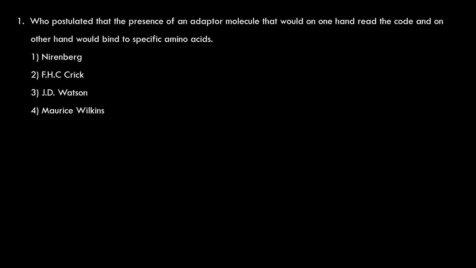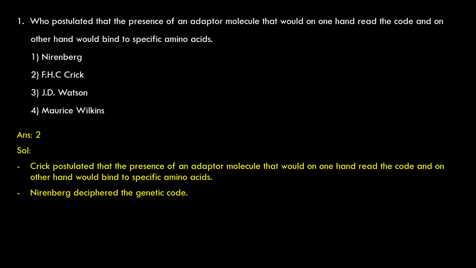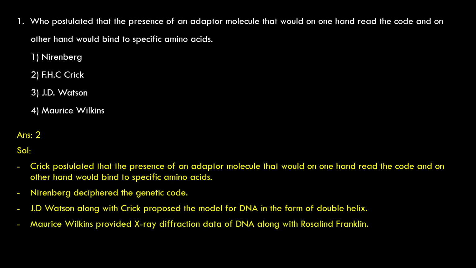Coming to the solutions. Crick postulated the presence of an adapter molecule that would, on one hand, read the code, and on the other hand would bind to specific amino acids. Nirenberg deciphered the genetic code. J.D. Watson, along with Crick, proposed the model for DNA in the form of a double helix. Maurice Wilkins provided X-ray diffraction data of DNA along with Rosalind Franklin.